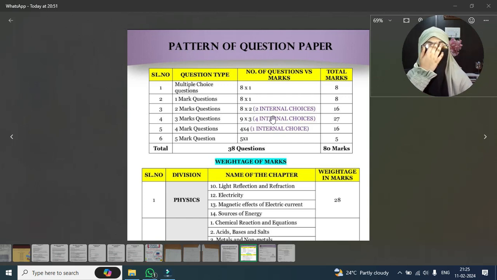How to understand the blueprint of the science paper, I have already uploaded a video about it, and the most probable questions and the passing package, everything has been uploaded. So this is the last segment of the science for the students. For 3 mark questions, 4 choices will be there, and in 4 mark questions, 1 internal choice will be there, and for the 5 mark there will be no choice. So in total 80 marks will be given.